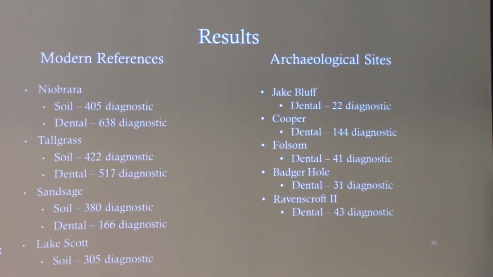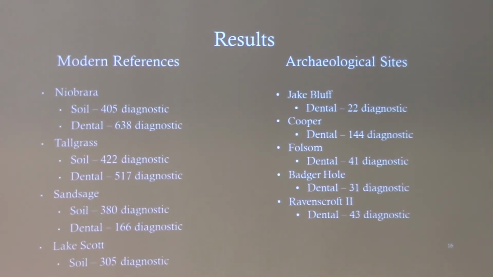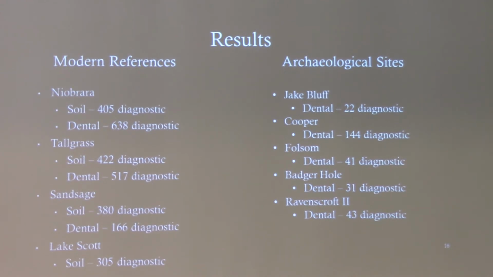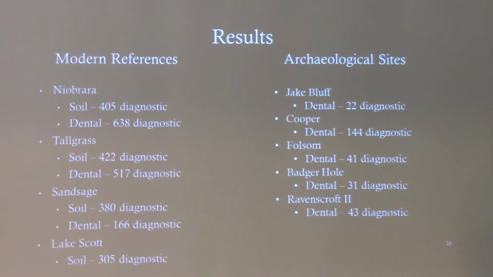So, results. What did I find? Within the Niobrara samples, I had 405 diagnostic phytoliths in the soil sample, 638 diagnostic phytoliths within the dental sample. Tallgrass, again, very similar numbers, 422 within the soil, 517 within the dental sample. Sand sage, 380 within the soil sample, 166 within the dental sample. And then at Lake Scott, I had 305 within that soil sample.